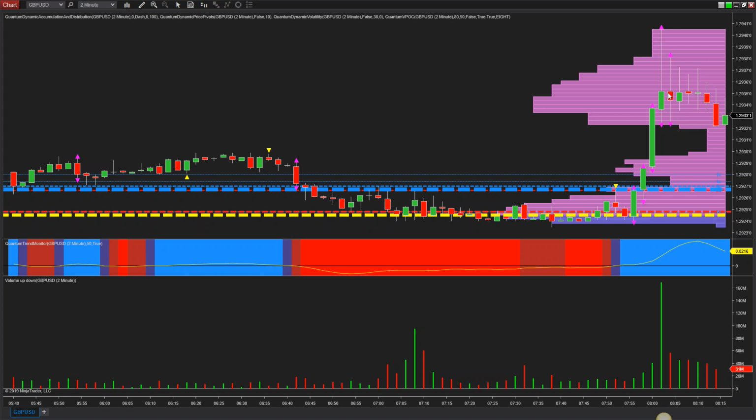Here's the weakness. We've got lots of indecision here, long-legged doji. And just to confirm, doji candles are not indicative of reversals. They're just indicative of indecision. So that's what we're looking at right now. It's just indecision, weakness here, indecision.